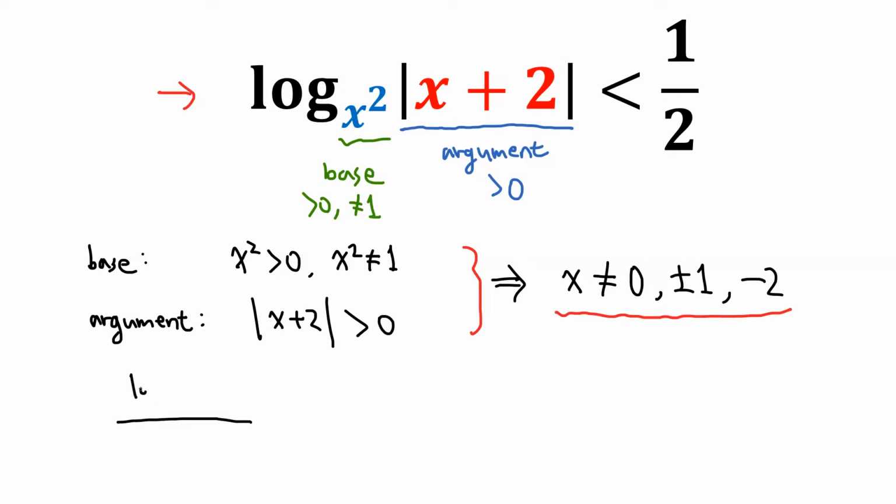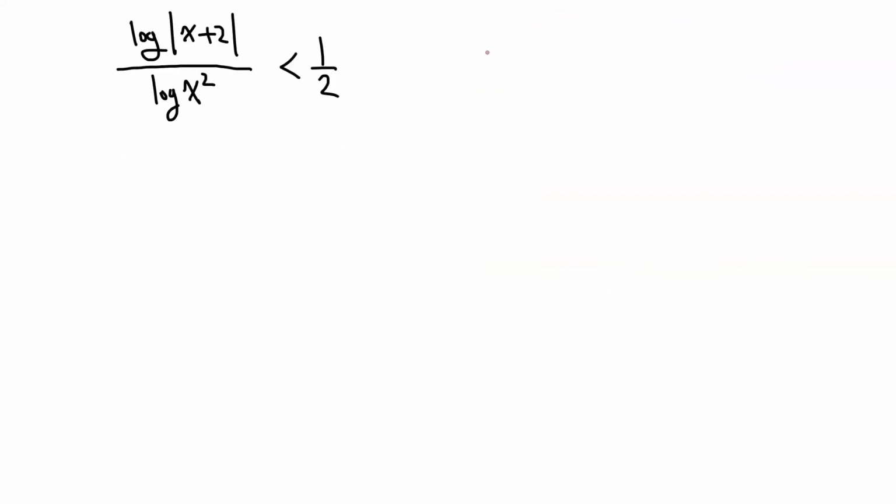Then we can write log base 10 of the absolute value of x plus 2 over log base 10 of x squared on the left hand side, and this is less than 1 over 2. Here the next process is of course multiplying log of x squared on both sides, but we must be careful here because in the process of multiplying this, we have to consider its sign, which decides the direction of the inequality sign when it is multiplied on both sides.